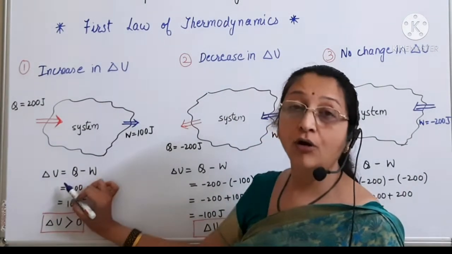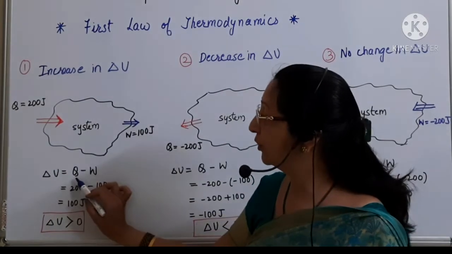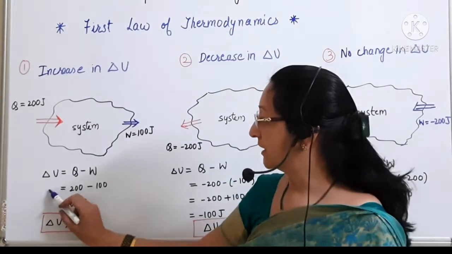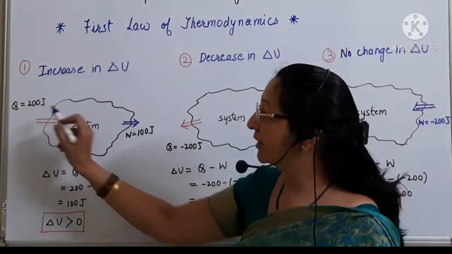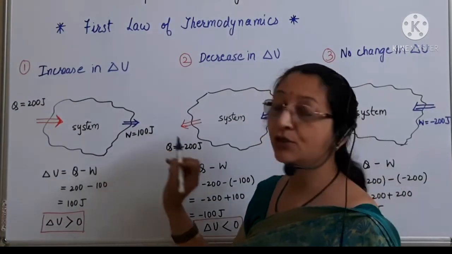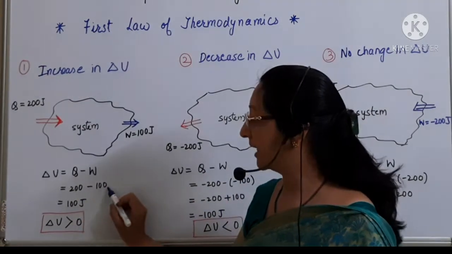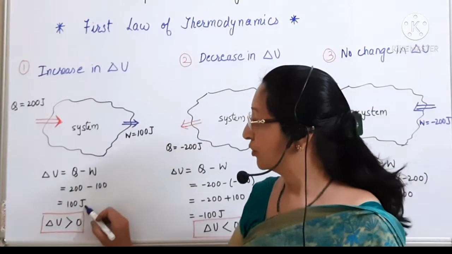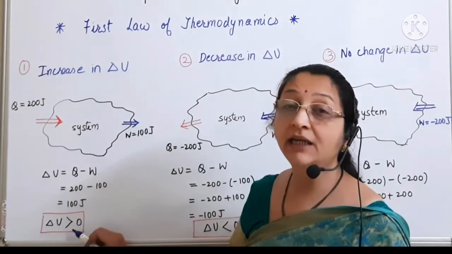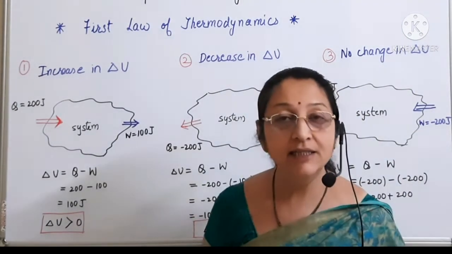According to the expression for the first law of thermodynamics, we write delta U is equal to Q minus W. So delta U is the change in the internal energy. So delta U is equal to Q, 200 joule is added to the system, and W, 100 joule of work is done by the system. Hence this will be 200 minus 100, that is equal to 100 joules. So here we get the internal energy of the system increases by 100 joules. So delta U is greater than 0.